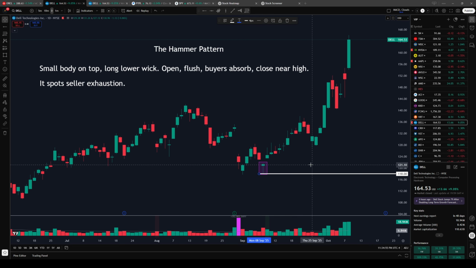The invalidation is if you break the hammer low. So down all the way down here where the price was rejected originally. If the chart came down, this hammer gets invalidated when you get a close below the bottom of the hammer. But as you can see, these hammers are pretty powerful. Again, it spots seller exhaustion.